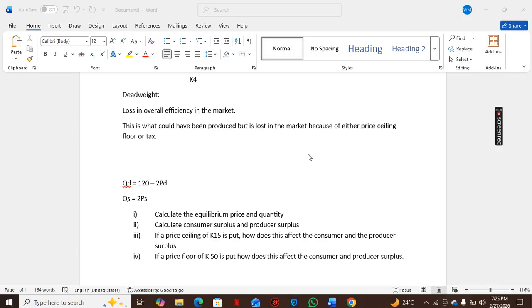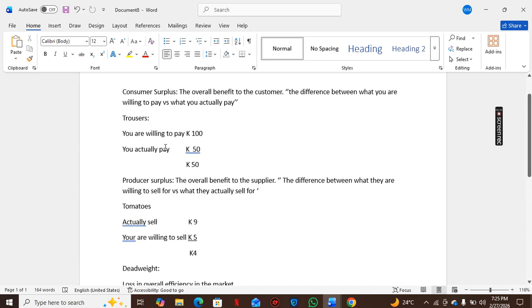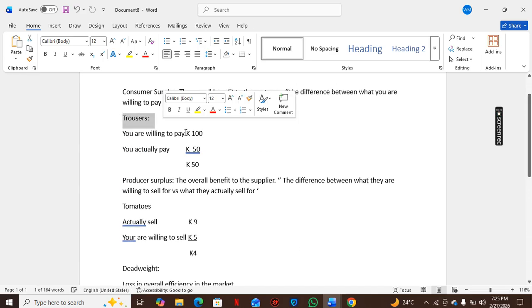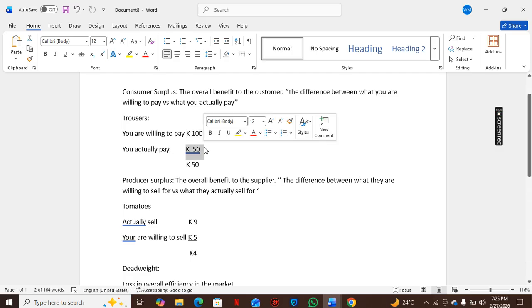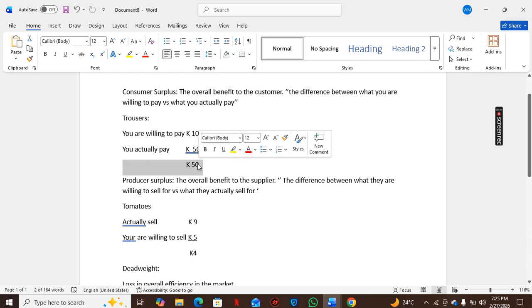Of it like a saving. Okay, it's the difference of what you are willing to pay versus what you actually paid. For example, if you wanted to buy trousers, you're willing to pay 100 kwacha, but you actually pay 50 kwacha. Your consumer surplus is 50 kwacha. So this is like a saving. This saving is the benefit to you as the customer.